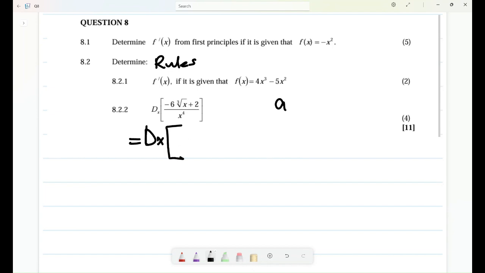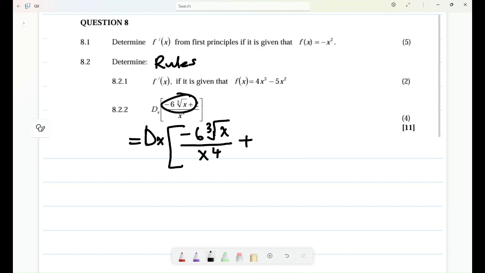Apply this rule that says it's going to be a divided by c plus b divided by c first, before doing anything, okay? And see what exactly I'm trying to say here. It's going to be negative 6 cube root of x divided by x to the power of 4, plus, this is one term, right? Plus 2 divided by x to the power of 4.